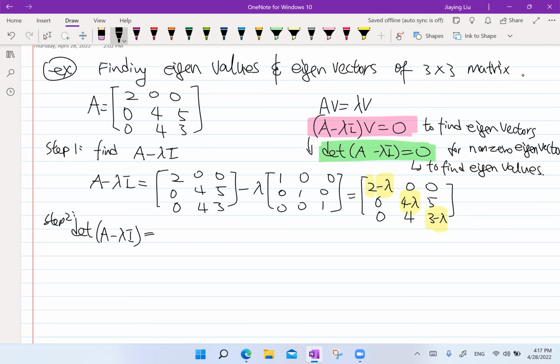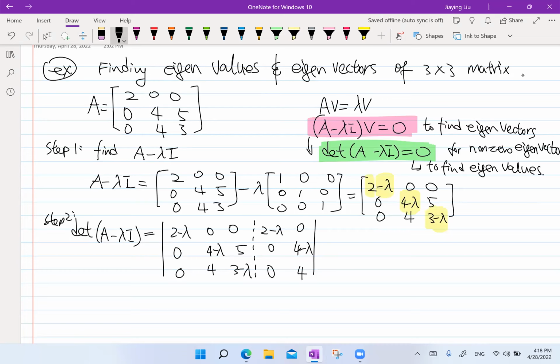Because it's a 3 by 3, I'm going to use what I did last time by setting up the augmented matrix. So that's going to be the A minus lambda I: 2 minus lambda, 0, 0; 4 minus lambda, 5, 0; 4, 3 minus lambda. But I'm going to augment this with the first two columns. So 2 minus lambda, 0, 0, 0, 4 minus lambda, 4.